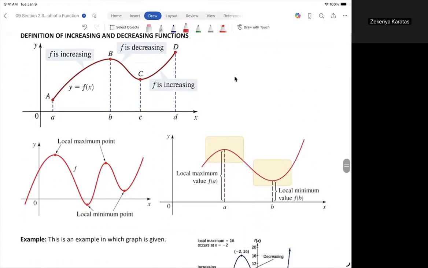So the next part, increasing, decreasing intervals. A function is increasing if it goes up from the left side to the right side, and it's decreasing if it goes down when you move from the left side to the right side. So like think of I'm walking on this graph from left to right. I'm going uphill, so it's increasing. If I'm going downhill, then it's decreasing.